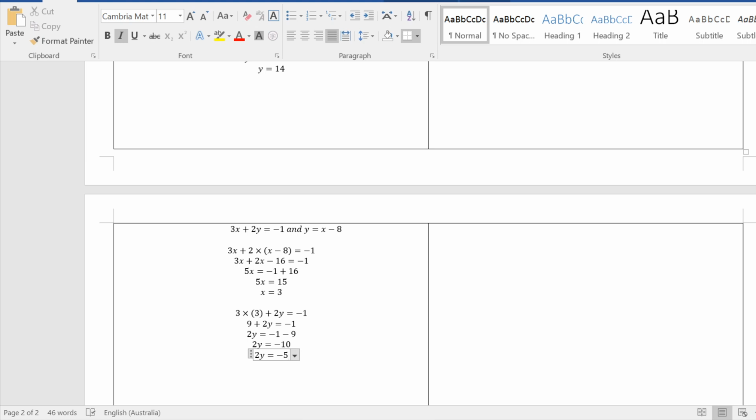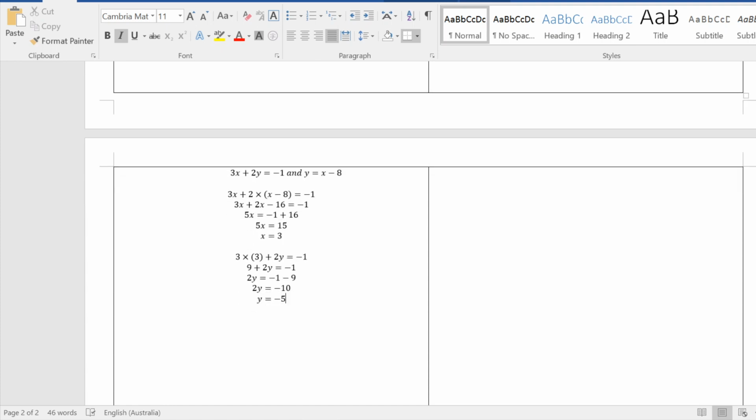negative 5. Sorry, that 2 should be gone there. Let's see if this holds true for us, okay? I should be able to sub this y value of negative 5 in here and get an answer of 3, okay? So here I've got y is equal to x minus 8. That means negative 5 equals x minus 8. Negative 5 plus 8 is 3, matching. So there's your solution for that one.